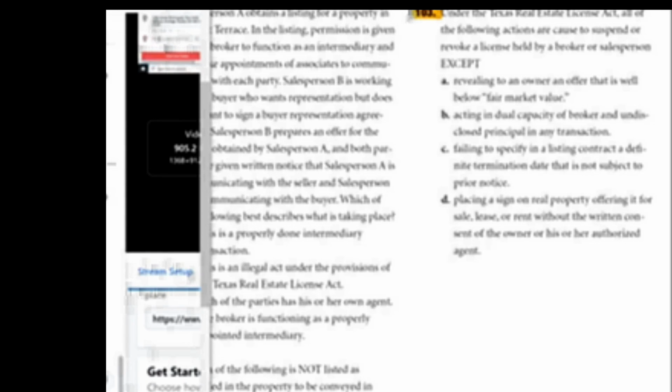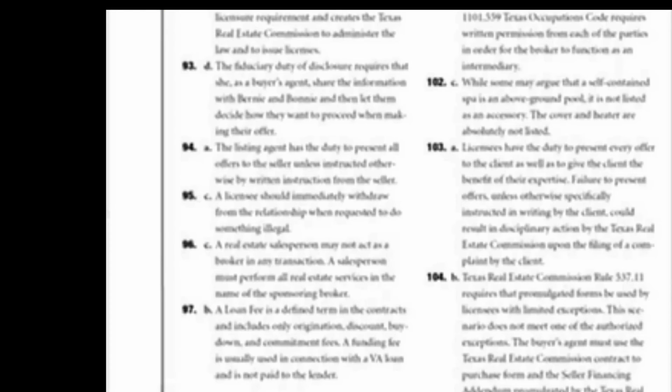So that's the last question for today. Let me write it down. We will start with number 104, exam 2, on page 199, and answers are on page 207.